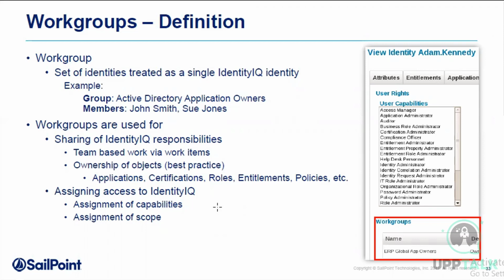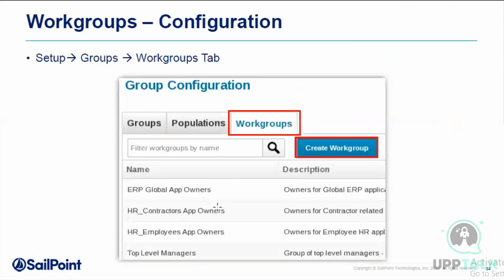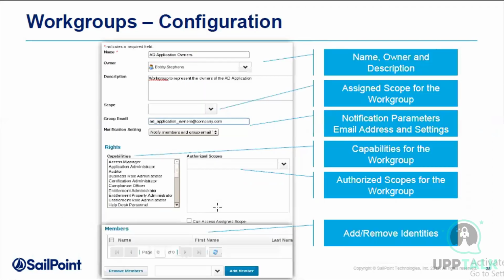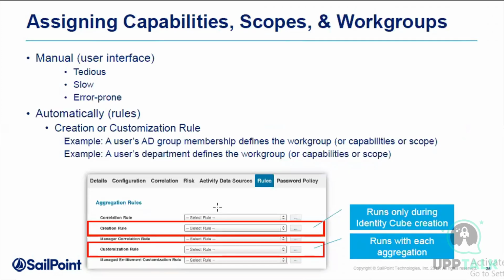In a lot of real-time situations, you will be creating work groups. So you will go to the Setup, Groups and Work Groups tab, and you will be able to create the work groups over here. This is the UI screen for work groups. I'll explain again how that UI looks and how to create a work group practically. If you do these things manually, it will be error prone, slow, and tedious. Automatically, you can implement these functionalities by using rules, by writing a creation rule or customization rule.